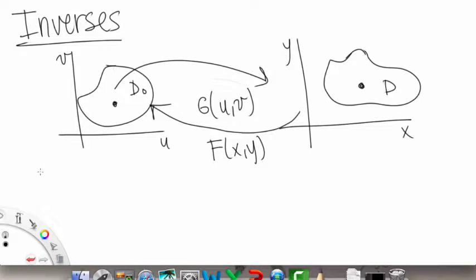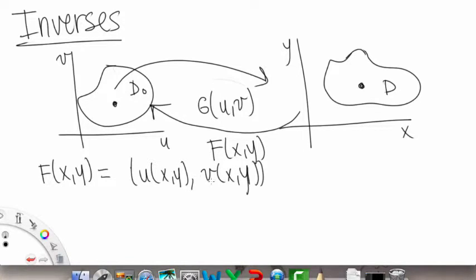So then in this case, our f of x comma y would equal u, depending on x and y, as a function of x and y, and v as a function of x and y. So it's basically just swapped around the variables. But anyways, just like in high school algebra 2, the relationship between the functions g and f is that they are inverses of each other. So g is the inverse of f, and f is the inverse of g.